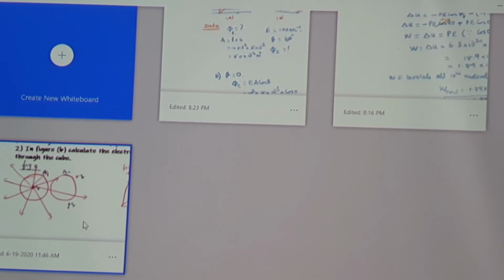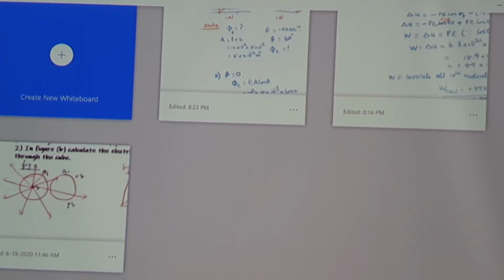Let us go with the final problem, 1.18. I will be reading the problem, and with the help of your book, you just see it. So what is that problem number 1.18? Three figures are being given. From the figure, you have to calculate the electrical flux. What is that electrical flux? Let us see.